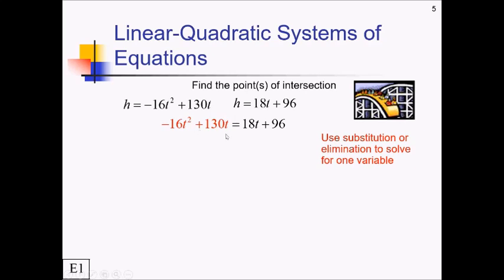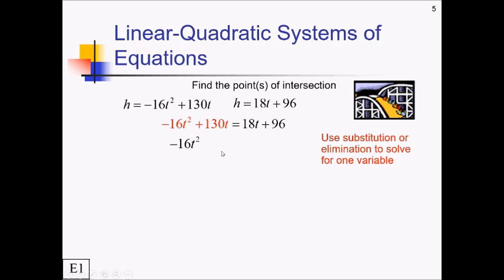So on this one, we don't have just squareds and constants. We have these linear terms as well. So that tells me I want to move everything over to the left and solve either by factoring or quadratic formula. So let's do that. Let's keep negative 16t squared on the left. And with the linear terms, I'm going to keep 130t over here, but let me subtract this 18t from it.